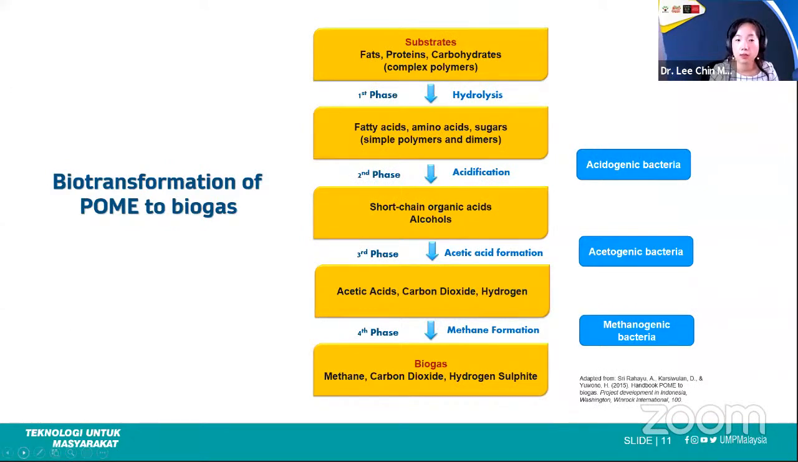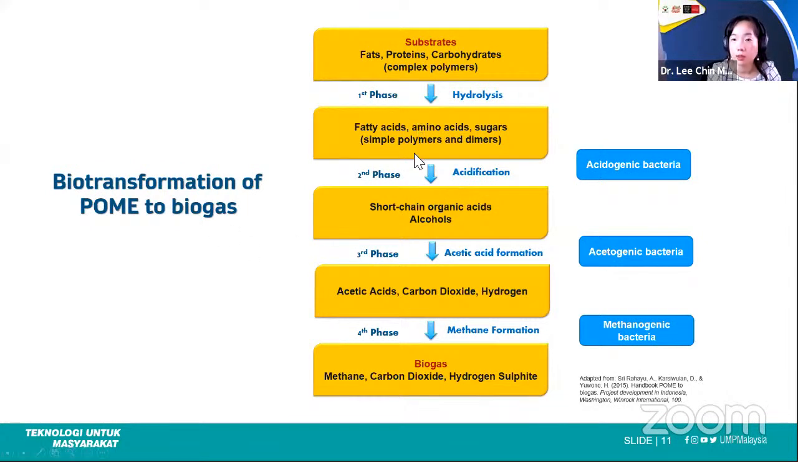So let's look at the biotransformation of POME to the biogas. First is the hydrolysis part. The organic material in the POME, the fats, proteins, and carbohydrates, is being transformed by the hydrolytic bacteria to simple molecules, that's the fatty acids, amino acids, and sugar. And the next phase will be acidification, that is by the acidogenic bacteria.